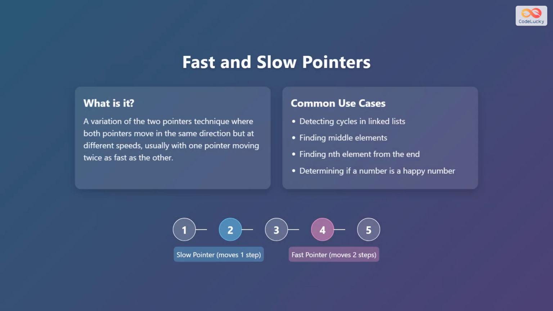Now let's discuss a variation of the two pointers technique, known as fast and slow pointers. In this variation, both pointers move in the same direction but at different speeds, typically with one pointer, the fast pointer, moving twice as fast as the other, the slow pointer. This technique is particularly useful for detecting cycles in linked lists, finding middle elements, finding the nth element from the end, and determining if a number is a happy number. The node with value 2 is the slow pointer while the node with value 4 is the fast pointer.